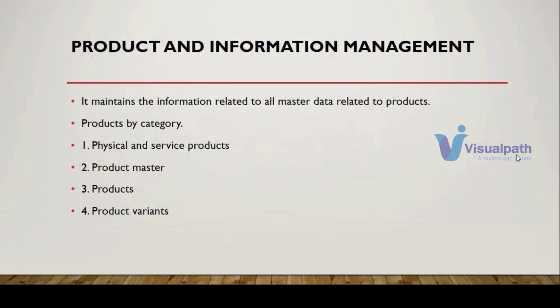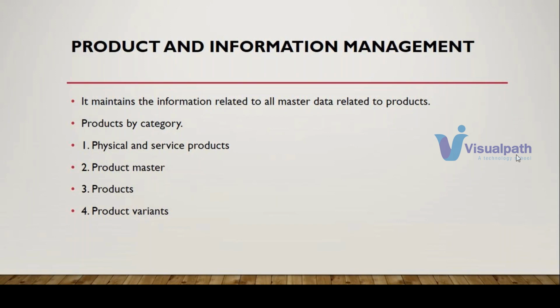And product information management. If you start any business as a businessman, how will your business run without selling any products? So definitely products play a vital role here, because whenever we start a business, we need to sell some items. What kind of items are they? Either physical or service products. Physical means tangible products, and service products means intangible products. Physical means you can touch and feel, but service products you cannot touch and feel.